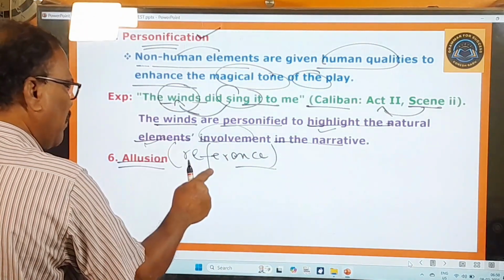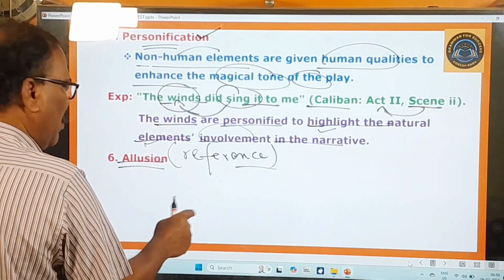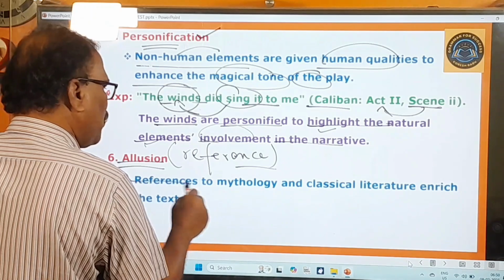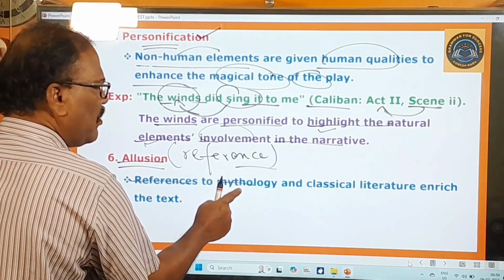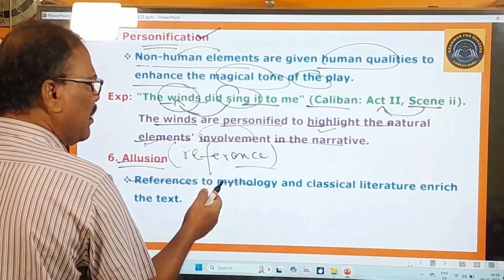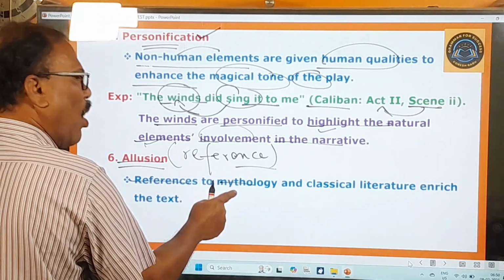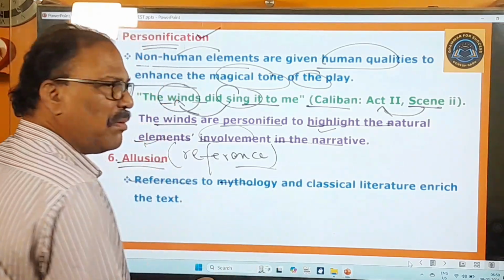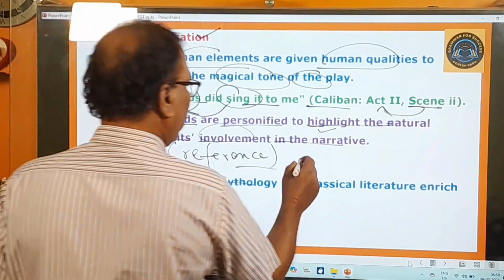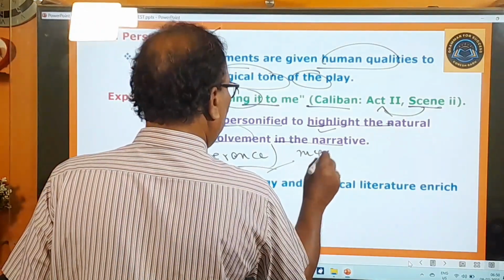So what reference is given, what allusion is given in this drama? Let us see that here. References to mythology. See this, mythology. Don't say mythology the wrong way. Most of you say that, of course. Drag it, mythology. And if it is an adjective, mythological. See, like that. The adjective of this is like this.